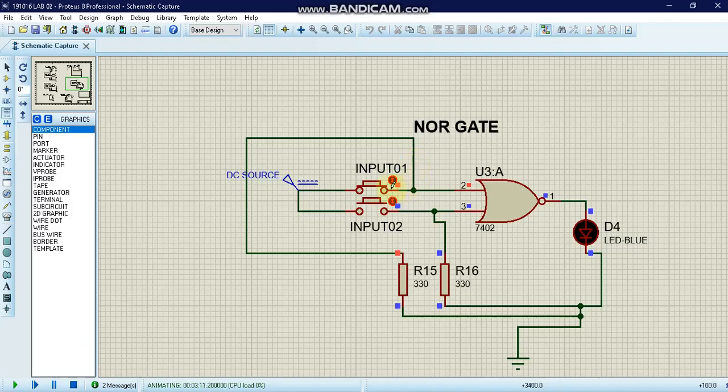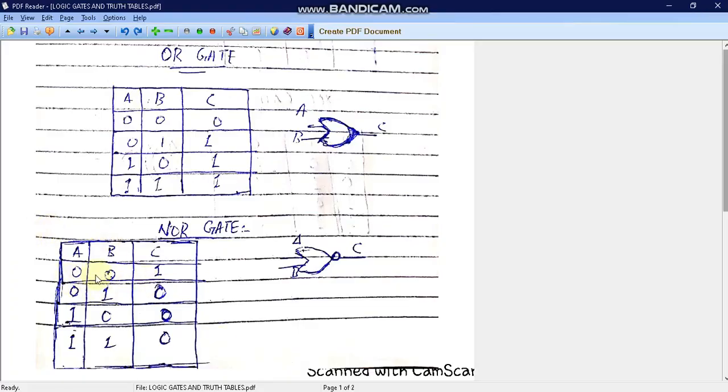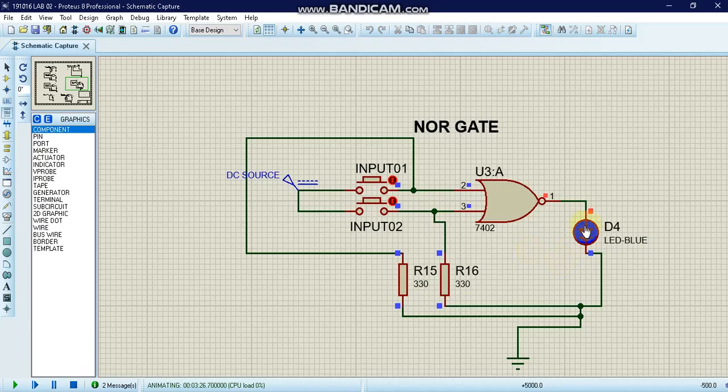so our LED is off. Now we shall see that if both of our inputs are off, the LED is on, as we can see in the truth table. Since it is a negation, or the opposite of OR gate, here 0 0 gives us 0 in OR, but since NOR gate is the opposite of OR gate, 0 0 gave us 1, so our LED is on.